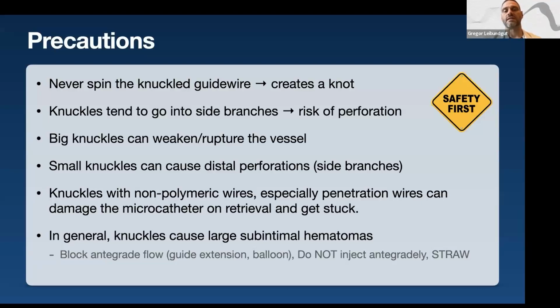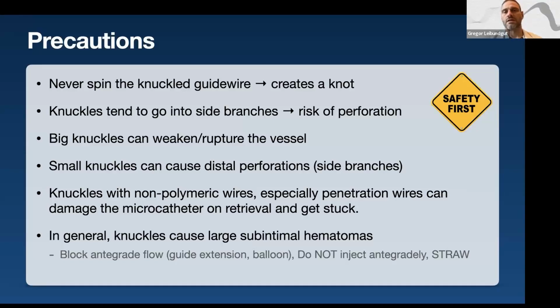Big knuckles can weaken and rupture the vessels, not during knuckling, but once you balloon the vessel and stent. So don't oversize these balloons, and check first for small perforations. Small knuckles can cause distal perforations, again, in side branches, as I said. Then knuckles with non-polymeric wires, especially penetration wires, can damage the microcatheter. These wires are not meant to knuckle.